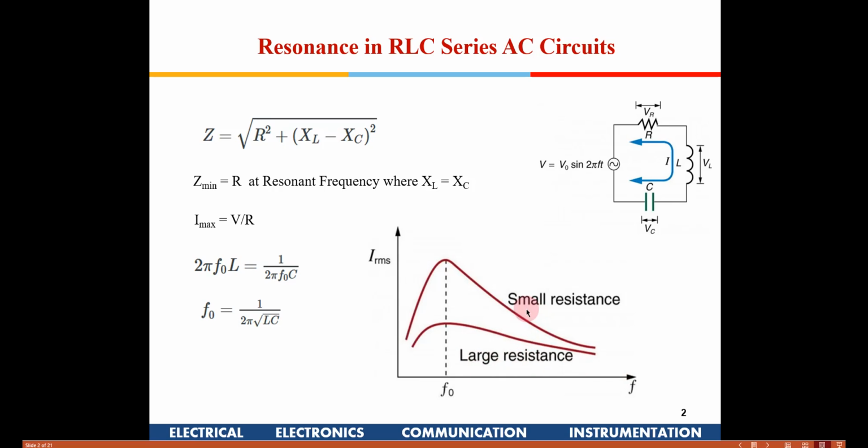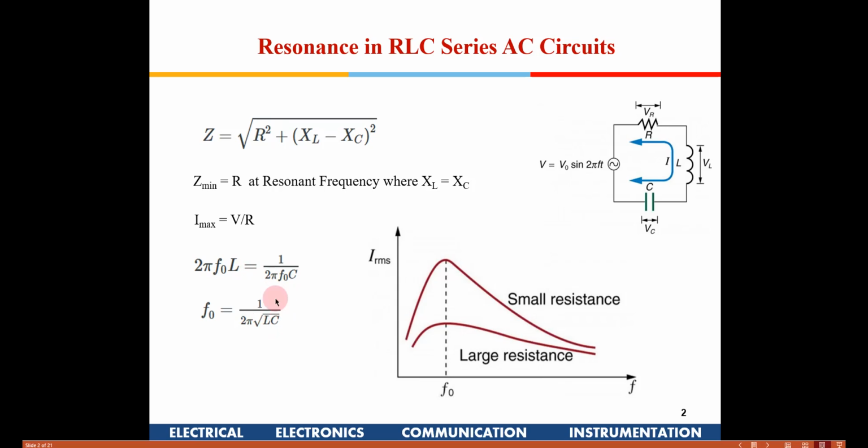If the resistance is small, the IRMS will be large at the resonant frequency, and if it is a large resistance, then V by R will be much lower. The graph shown here is for a large resistance, and this one is for a small resistance. So what is the resonant frequency? L omega is equal to 1 by C omega. By cross multiplying, you get f0 square, or resonant frequency square.